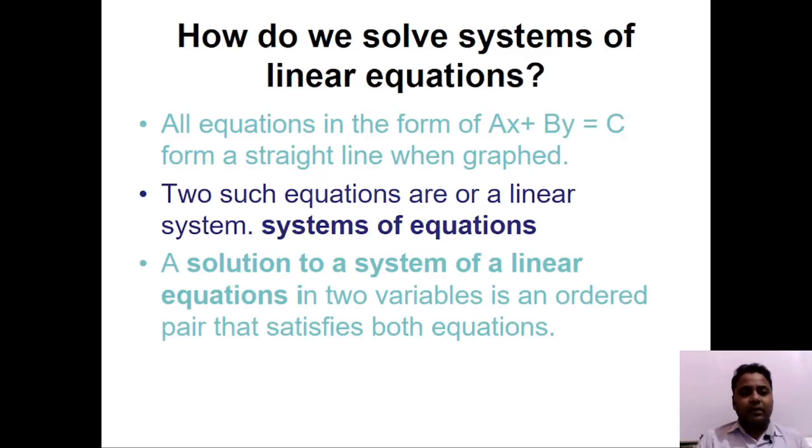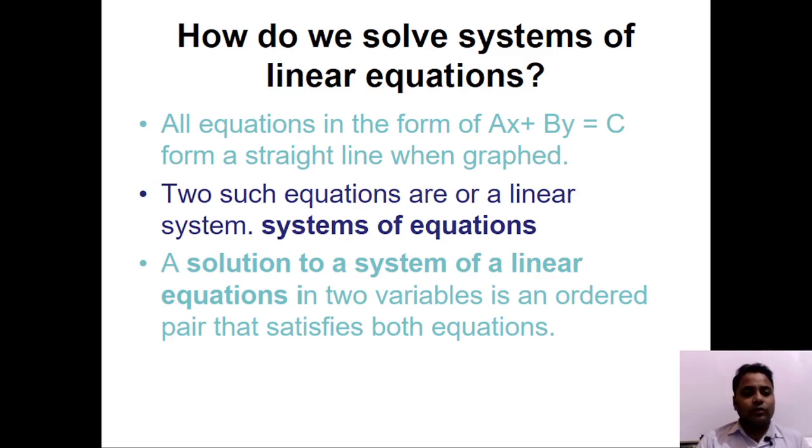We have made some points on how to solve a system of linear equations. Here the 3 points are on the display. All equations in the form ax plus by equals c form a straight line when graphed. Later on we will discuss the equation ax plus by equals c. This is a very special equation, where a, b and c are 3 arbitrary constants, and on the basis of this equation we can plot the straight line on the 2-dimensional axis.